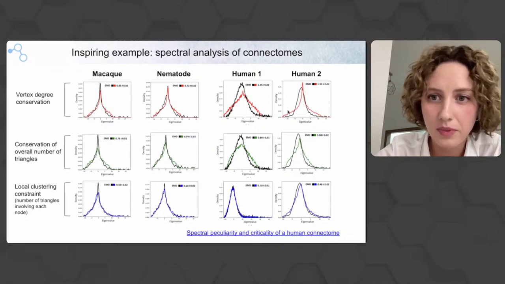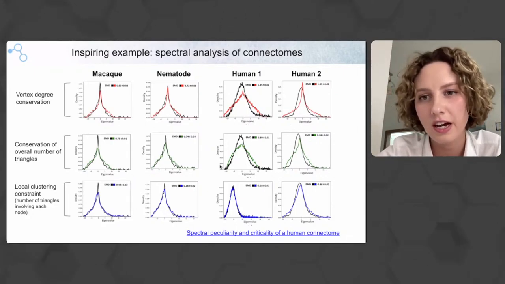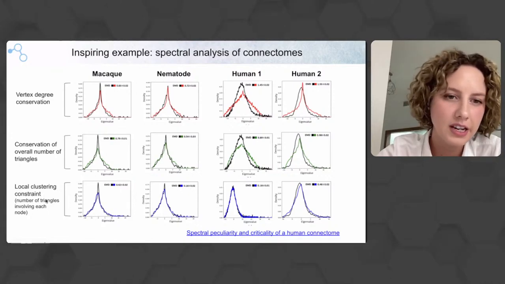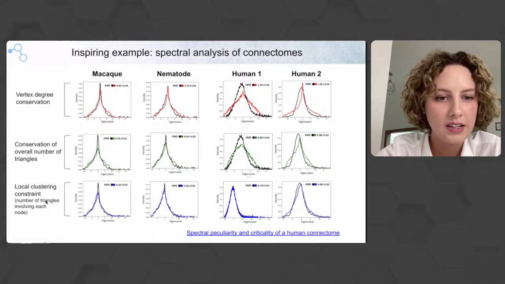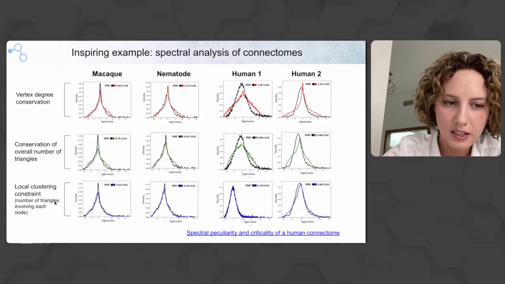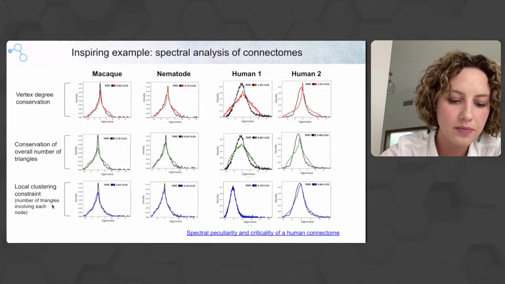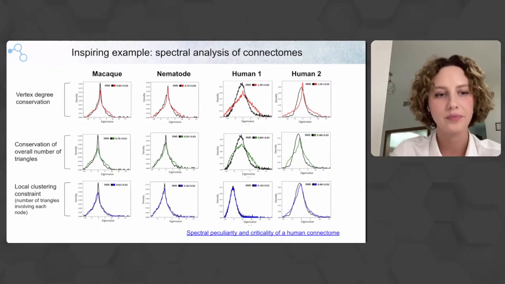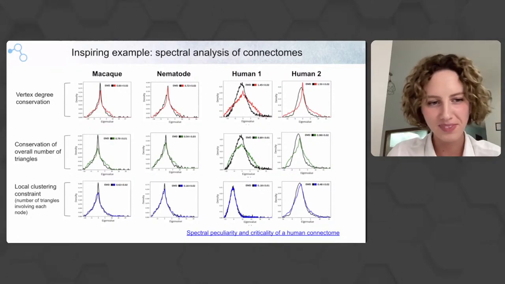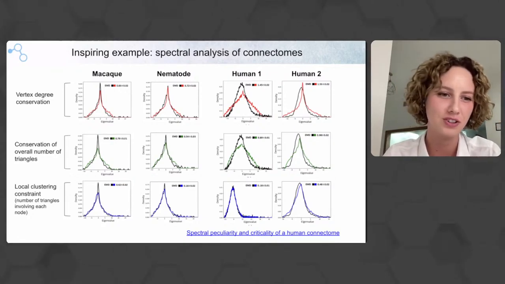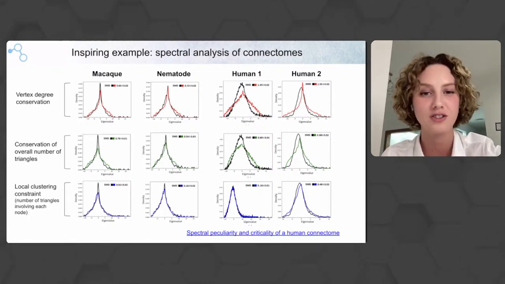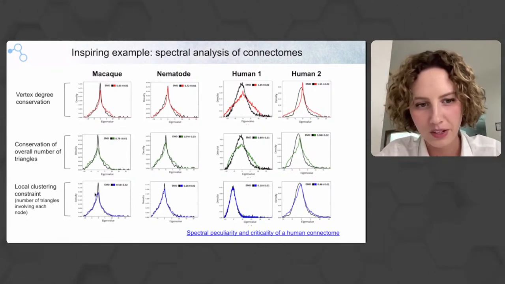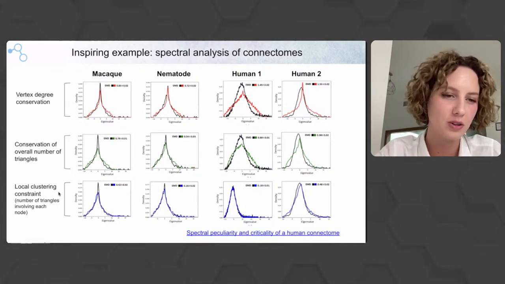So for human, they additionally applied a third conservation law, that is the local clustering constraint. Simply saying, it's such a constraint that each vertex, while participating in different triangles, the number of triangles that involve each node should have been conserved.